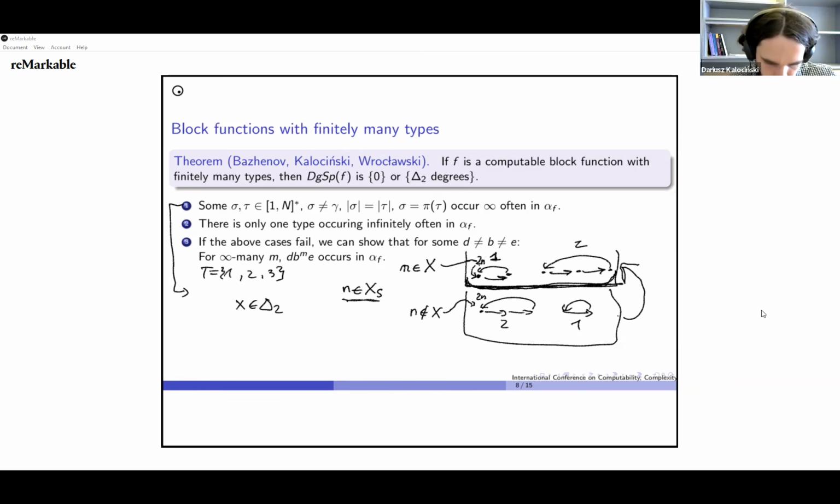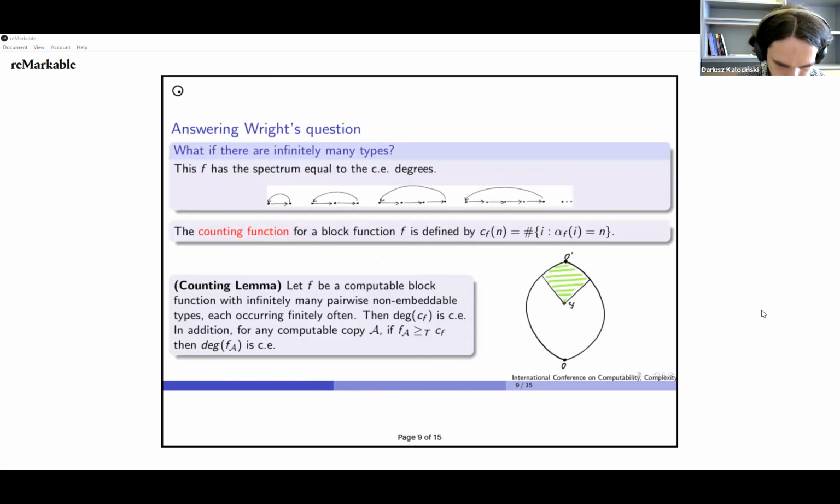I will not go into the details of the other cases. It's somehow a more complicated version of this argument. So these were functions with finitely many types. What if we have infinitely many types? One simple example is the function that you see here.